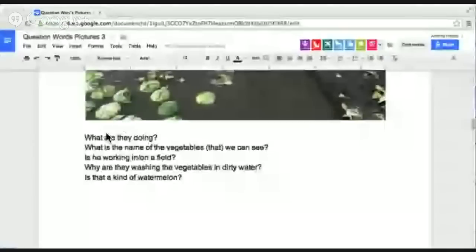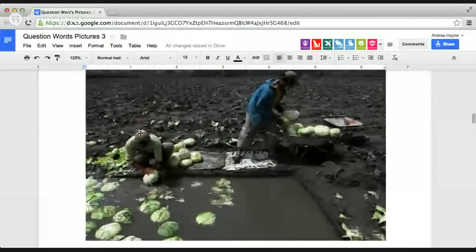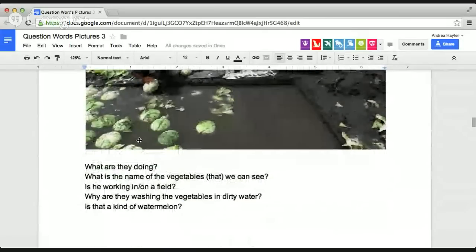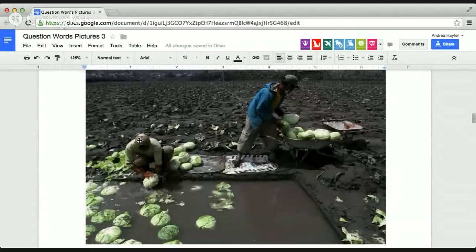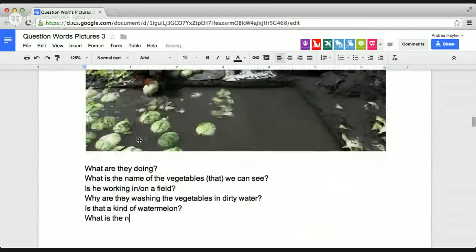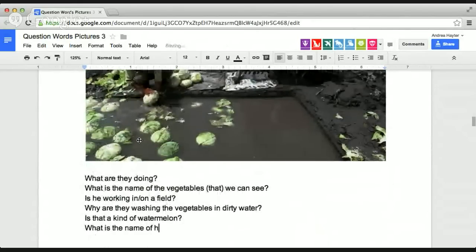All right, Mikkel, another question. This question is for you, teacher. Oh, okay. What is the, I'm nervous. What is the name they are collecting? Is that correct? What is the name of they are collecting? Okay. What is the name of, and then I would say of the vegetables they are collecting? Yeah, the vegetables. It's kind of the same thing as what is the name of the vegetables we can see. So what is the name of the vegetables they are collecting?